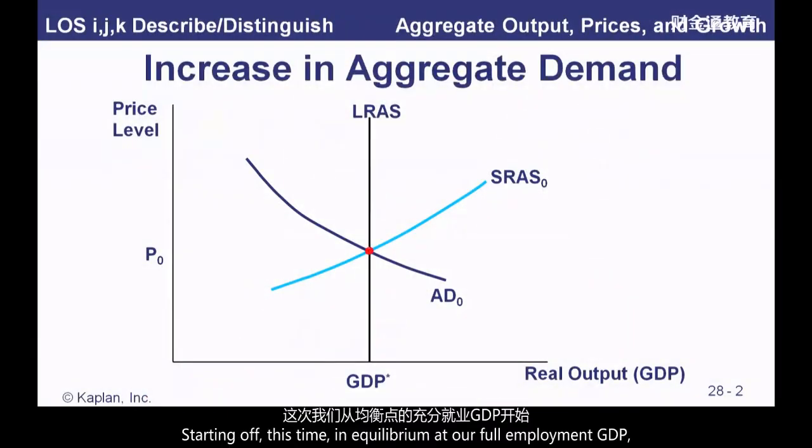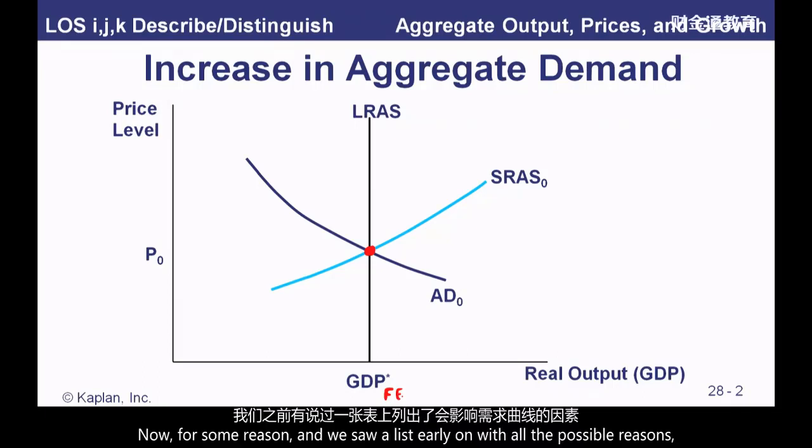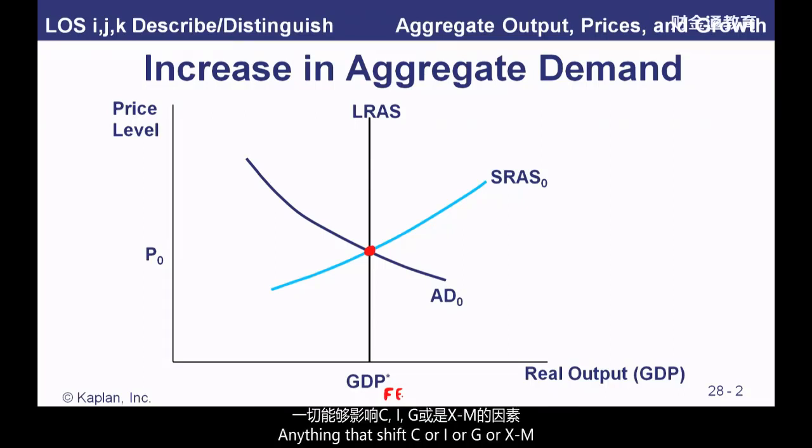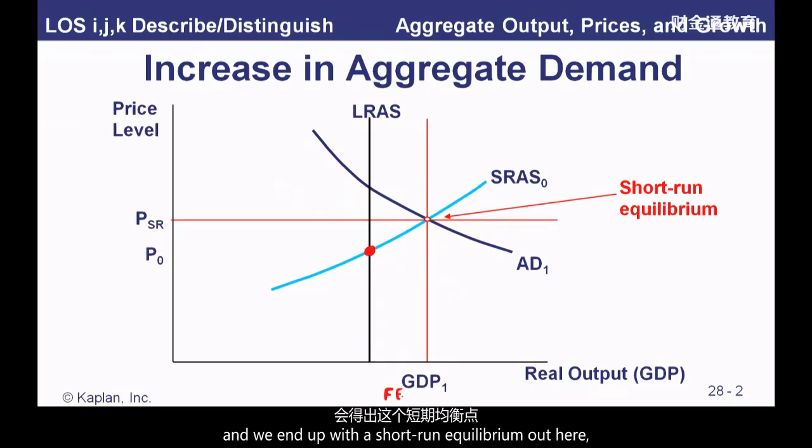Starting off, this time in equilibrium at our full employment GDP. Now, for some reason, and we saw a list earlier on of all the possible reasons, anything that shifts C or I or G or X minus M, we have a shift in aggregate demand. Let's start off with an increase in aggregate demand. So if we increase aggregate demand, the curve is going to shift up to the right, and we end up with a short-run equilibrium out here.